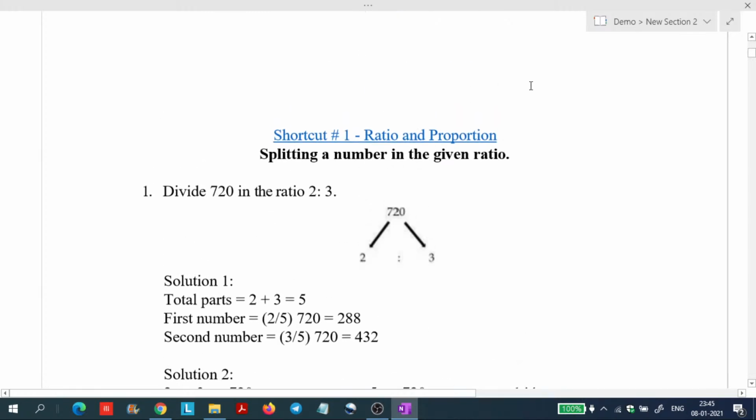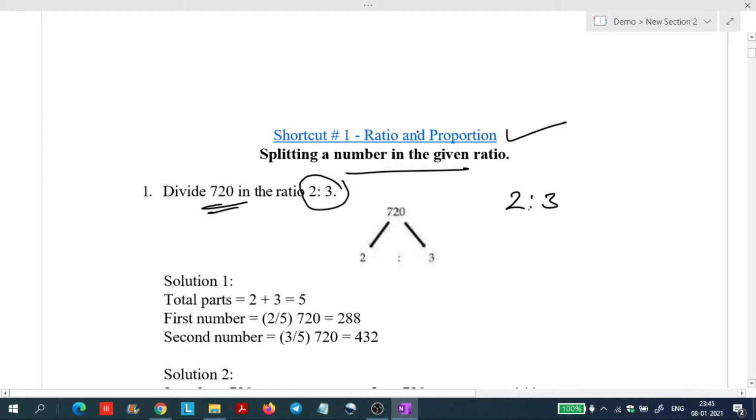So we'll start with the first topic, that is ratio and proportion. Splitting a number in the given ratio. So divide 720 in the ratio of 2:3. We need to divide 720 in a ratio of 2:3.